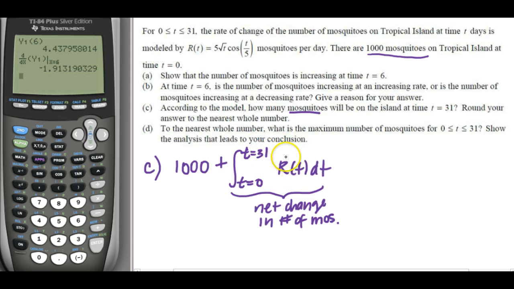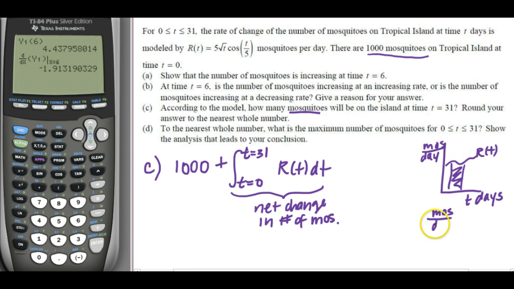And again, if you don't understand why this represents the net change in the number of mosquitoes, we can always go back to units. Graphing R of t, some generic function where the units of R of t are the rate, mosquitoes per day. After so many days, t, the area, again, the units would cancel. Area is base times height, so mosquitoes per day times days. The units of days cancel to give us just mosquitoes. And my question was asking for how many mosquitoes.